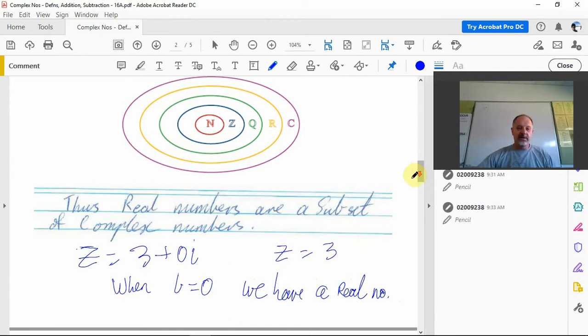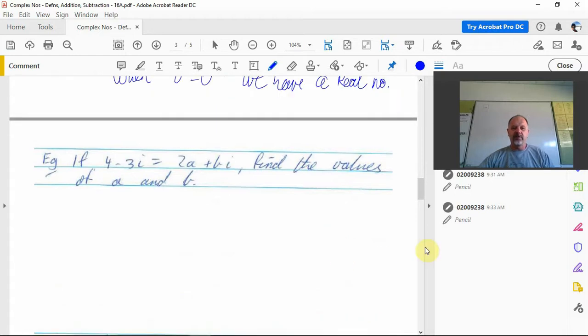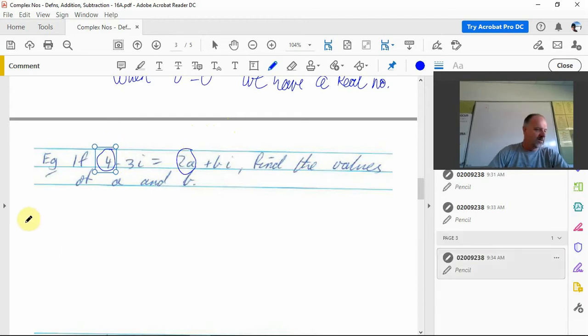Okay, so let's have a look at some examples. Let's look at 4 - 3i = 2a + bi, find the values of a and b. Okay, so what we're going to do is look at the real part, so equating the real part.